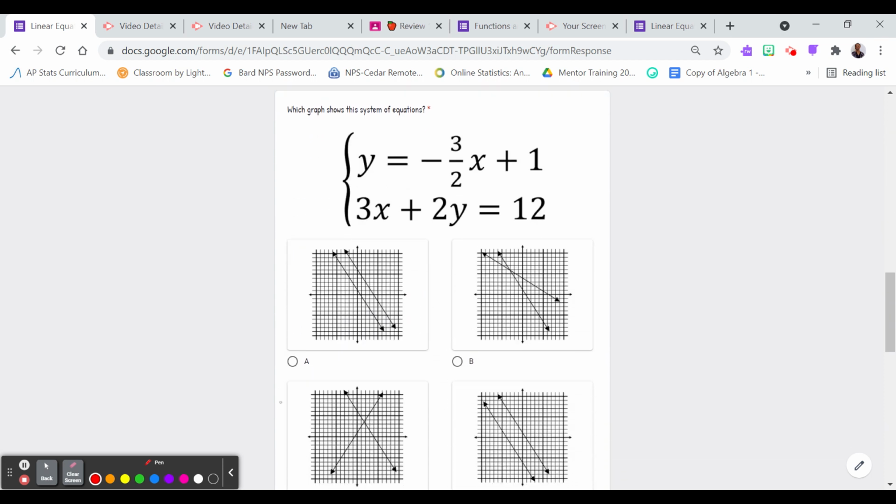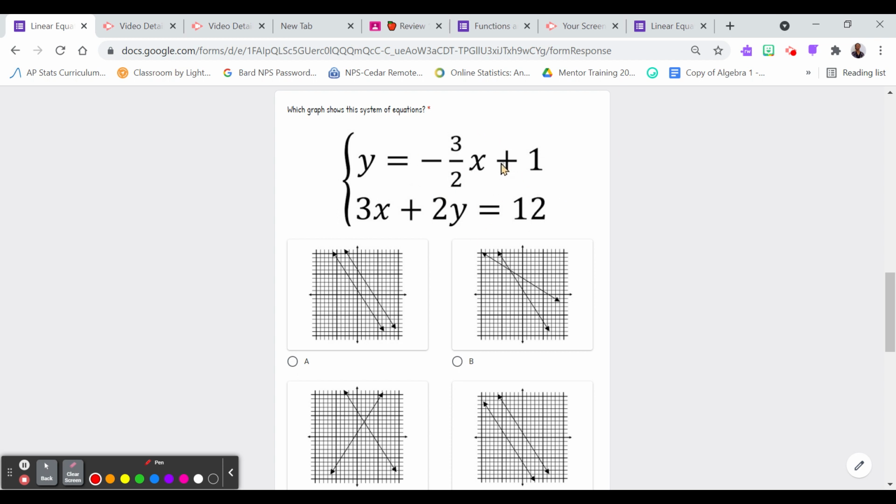It says, which graph shows a system of equations? I know some of you have used graph tools, and I know Desmos will graph in standard form. But other than that, you can convert each to a form that you're comfortable with. If you're more comfortable with slope-intercept form, you can solve this equation for y and create a graph, or you can graph directly from standard form. Right now, I just want to make sure you understand how to solve from standard form, so I am going to remind you of that.